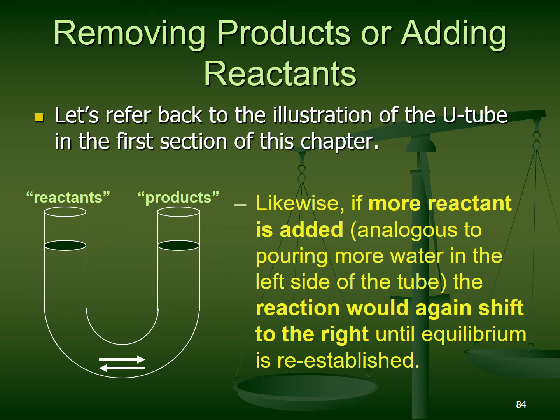And this is actually how many manufacturers, if it's not a very good reaction and you can't make a lot of product, what they'll do is they'll continually remove it. If you do that, the equilibrium will keep shifting to the right and you'll keep producing more and more products. So to shift to the right, we can either increase the concentration of reactants or decrease the concentration of products.